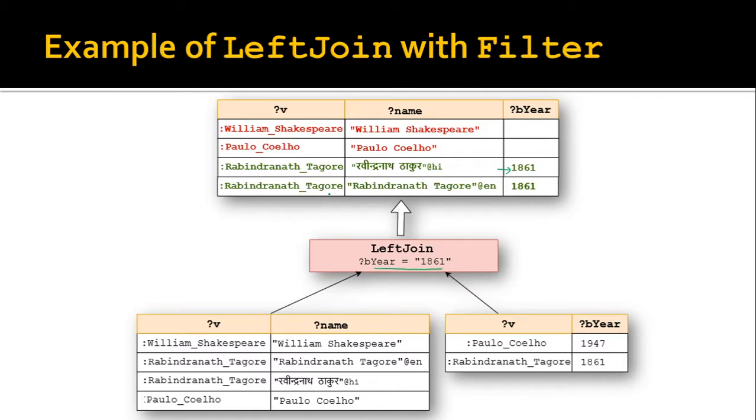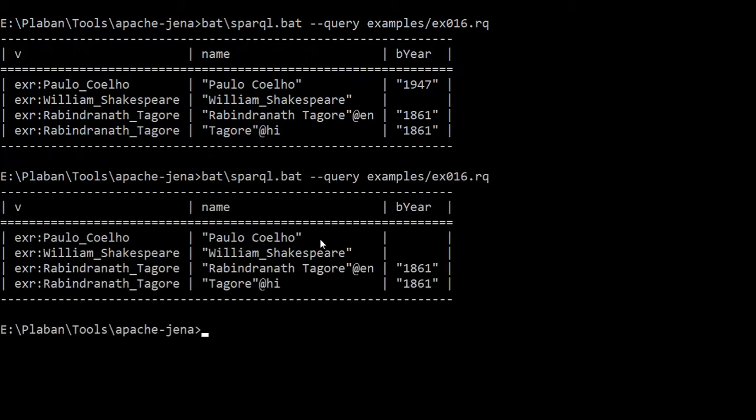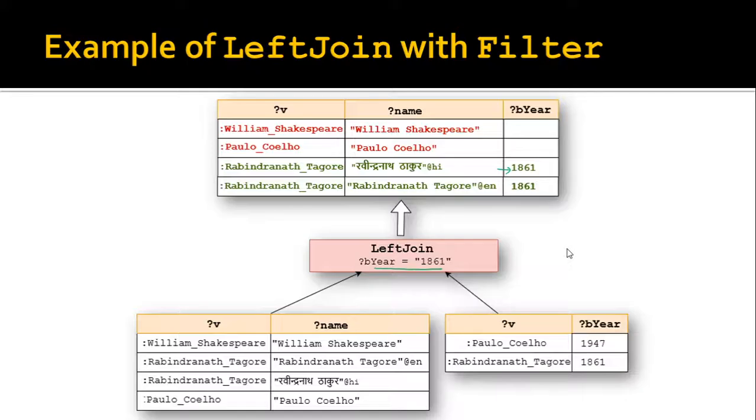So let us first check it out and then try to explain what is happening. Let us move to the command prompt. We have put on the filter condition. So now you can see that the 1947 entry has vanished from the Paulo Coelho solution. Now the question is, how do we model this? How do you define this formally?